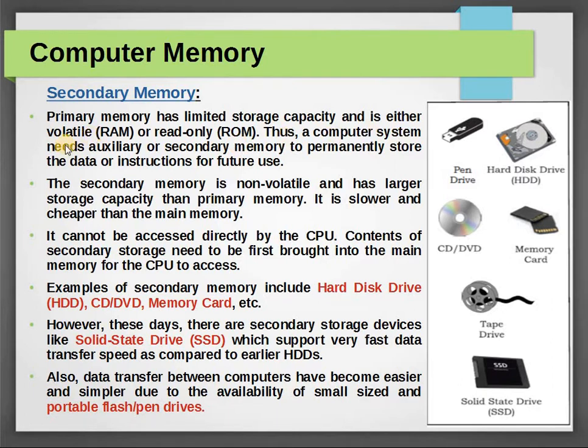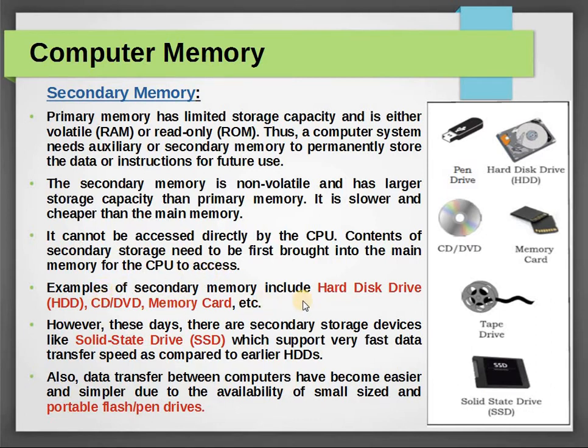Thus a computer system needs an auxiliary or secondary memory to permanently store the data or instructions for future use. The secondary memory is non-volatile and has larger storage capacity than primary memory. It is slower and cheaper than main memory. Secondary memory cannot be accessed directly by the CPU. Contents of secondary memory need to be first brought into the main memory for the CPU to access.